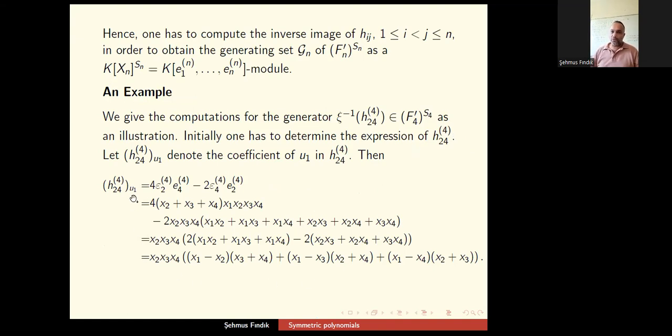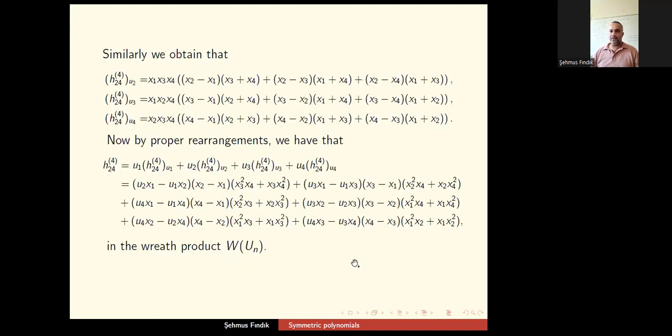Instead, we work as a coefficient of U1 only. So its coefficient looks like this one. When you expand it, you get such an expression. And for U2, U3, U4, because it is inside a module generated by U1, U2, U3, U4, we have all these things. And then after some arrangements, you get such elements.